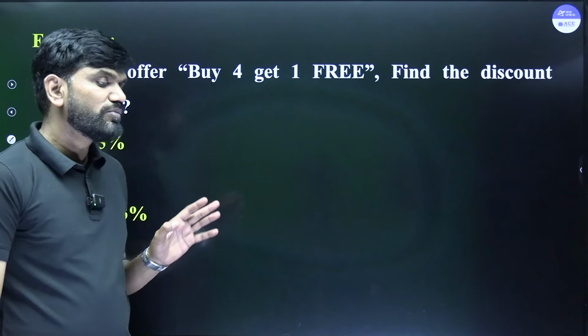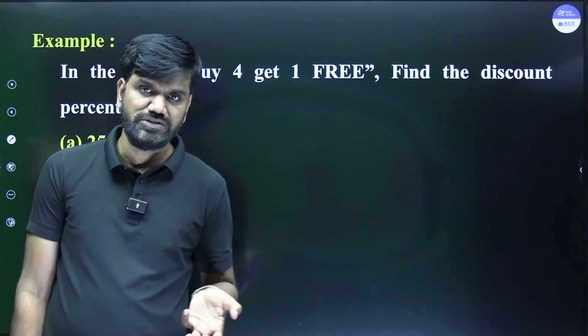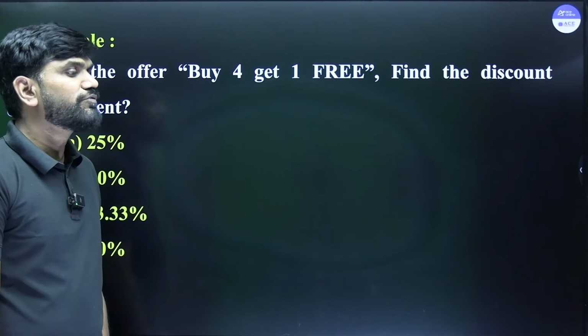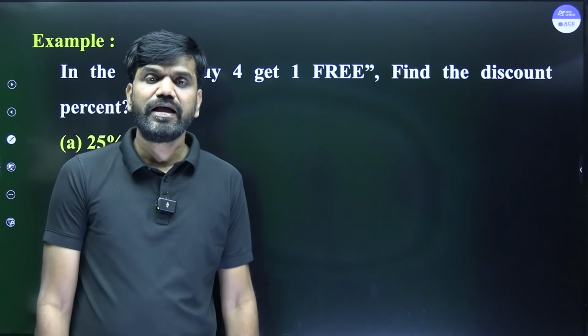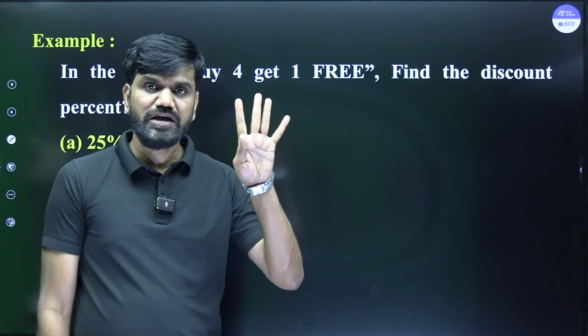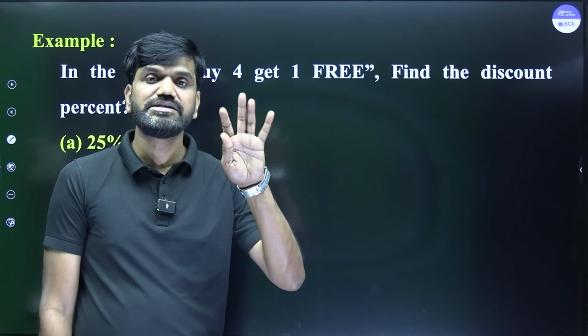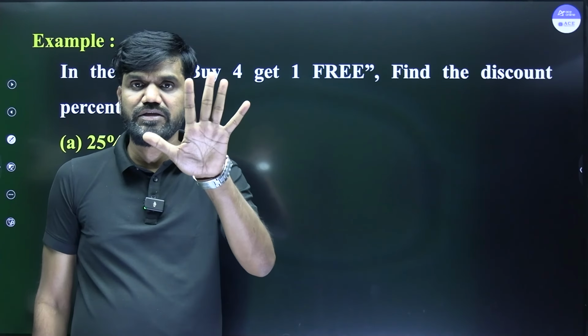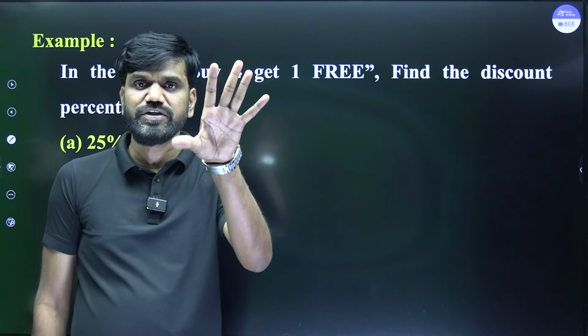Next, dear, there is one more discount called quantity discount. Quantity discount means you might have seen something like this. Buy 4, get 1 free. I have 4 articles which have some market price. You are not asking for any price discount. I am saying you buy these 4, pay the money for these 4, I'll give you this 5th. That means this 5th one is free for you.